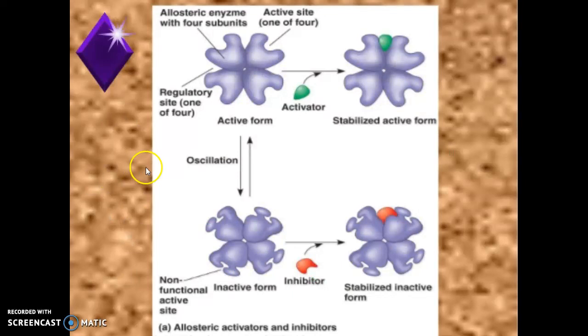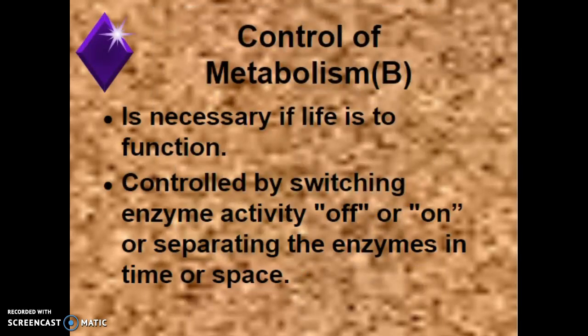Here's an example that shows that. We've got this activator that's going to cause the shape to change a little bit and is going to activate the enzyme. Or we've got an inhibitor that's going to bind and change the shape and make it non-functional anymore. That's a really important idea on the test. That's an important idea in the overall AP curriculum.